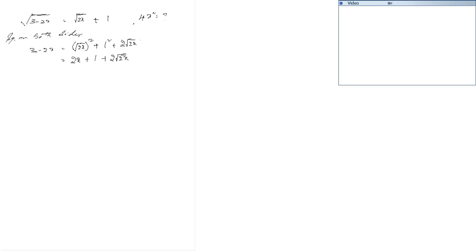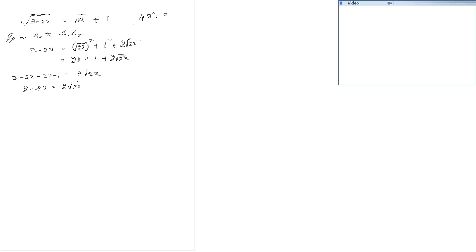So tell me what is the next step? 3 minus 2x minus 2x minus 1 is equal to 2 root 2x. There you go. 3 minus 2x minus 2x minus 1 is 2 minus 4x, is equal to 2 root 2x. Very good. Perfect.